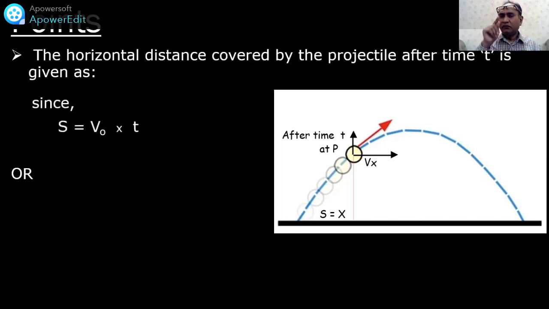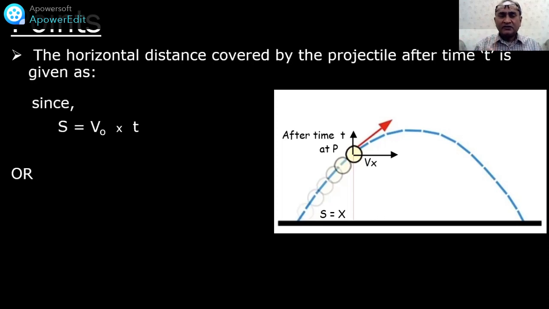What is v naught over here? V with a little zero. This is called v naught. V naught usually means initial velocity. So initial velocity in physics is usually represented by v naught. So this body is fired with an initial velocity v naught. S is equal to v naught into t.